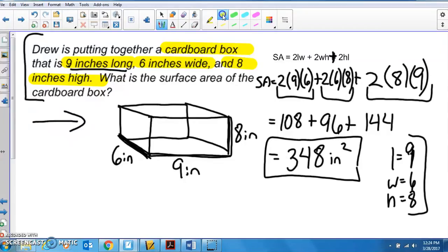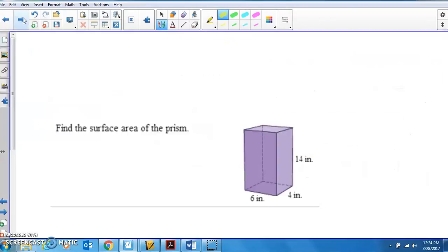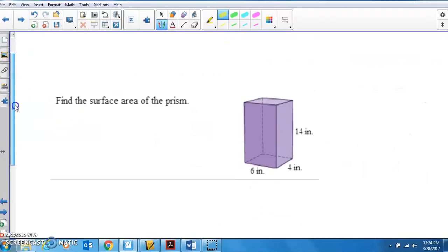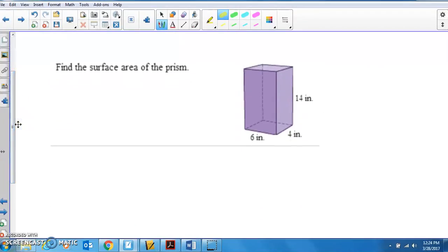So, we're using our formula, substituting the numbers in, multiplying them, and then adding everything together, which gives us, for this shape, 348 inches squared. All right, so let's go to the next one. Find the surface area of the prism. All right, we have this prism drawn out.